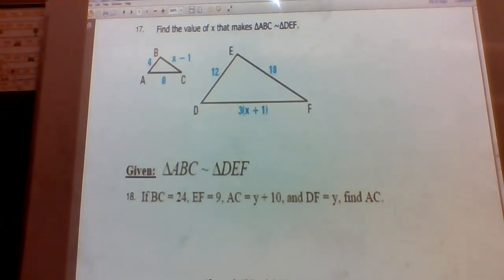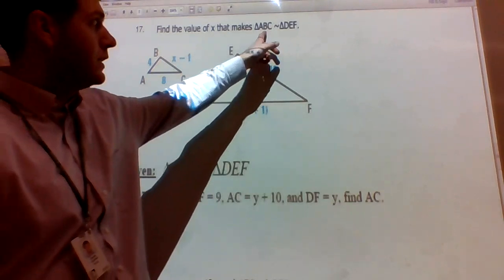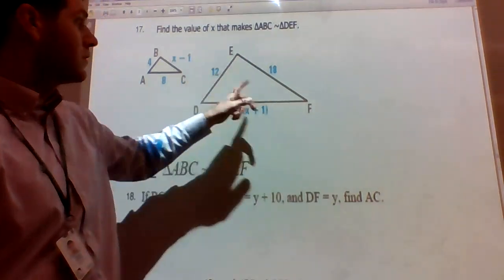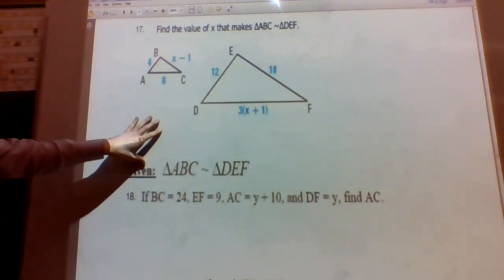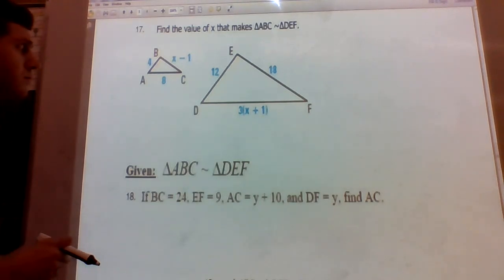Number 17 here says find the value of x that makes the triangles similar. So triangle ABC and triangle DEF. So we know A corresponds with D, B corresponds with E, and then C corresponds with F. So they're lined up well. We want to find the value of x, so we want to set up a proportion. We know the sides of similar triangles are proportional, so we can set up proportions.